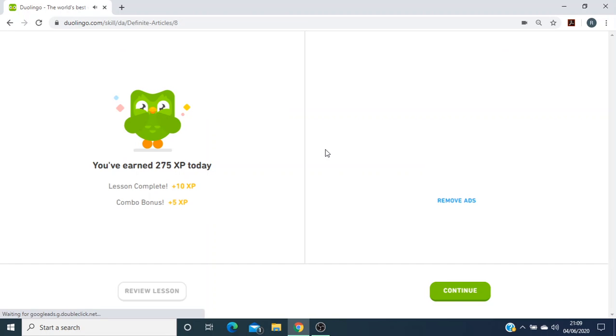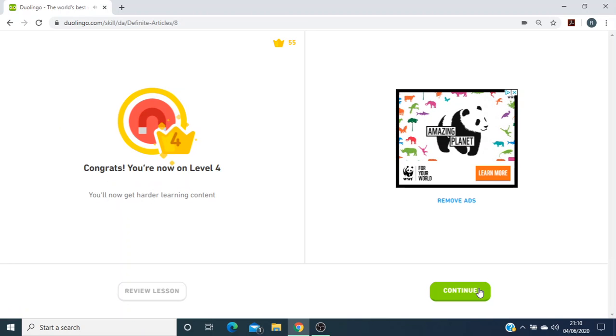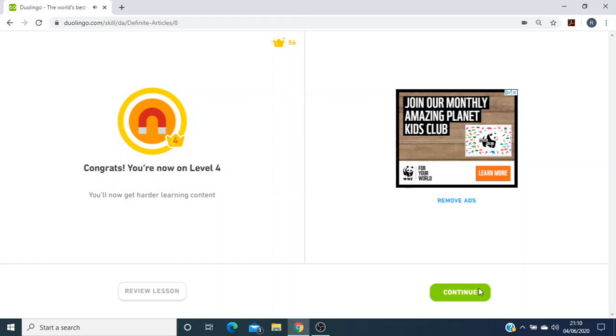So there we go. That's lesson 8 of definite articles in Danish. So that's it for this lesson. And I'm now at level 4. Yay!